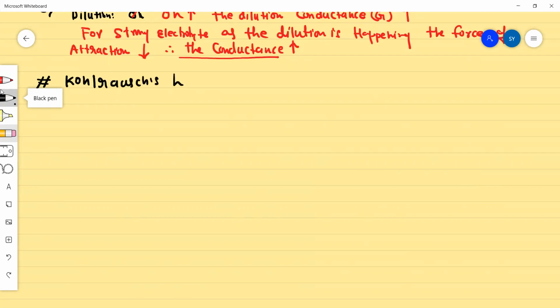Now the Kohlrausch law. If you have any electrolyte and you add a lot of water, taking it to infinite dilution, you have added an indefinite amount of water. So what is going to happen? Whatever conductivity arises after adding an indefinite amount of water will be because of its cation and anion, the sum of the ionic mobility of the cation and the anion.